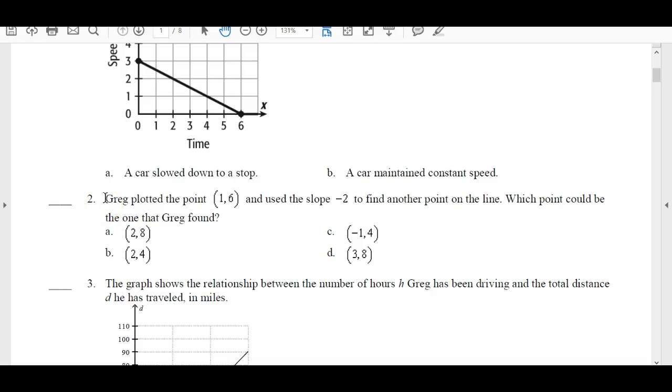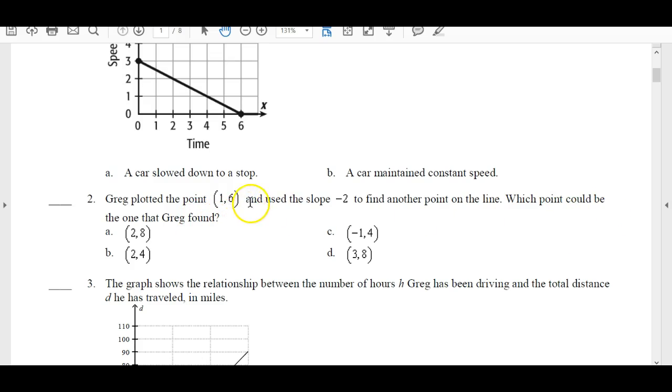Okay, so this second question here is talking about some guy named Greg. It says that Greg plotted a point. That point is located at 1, 6. And then he used the slope. The slope is -2 to find another point on the line. So which point could be the one that Greg found?